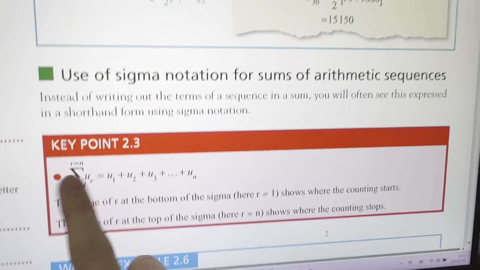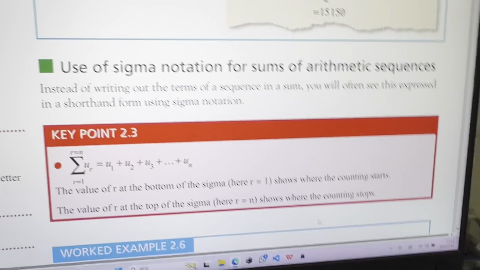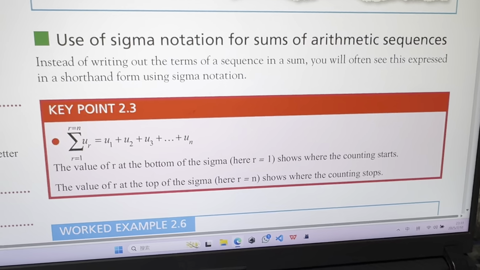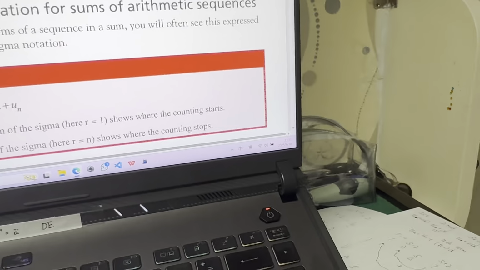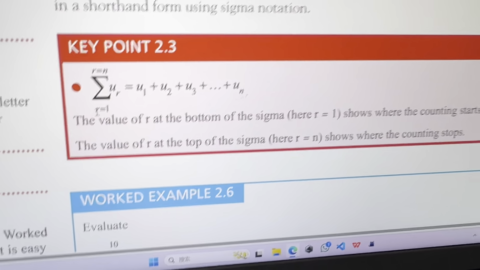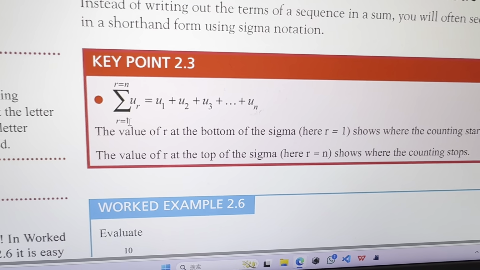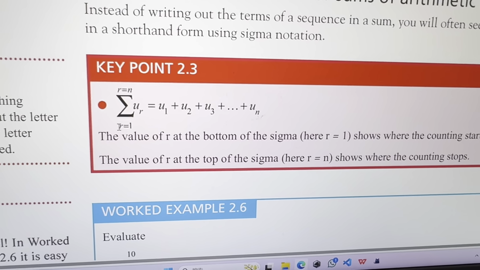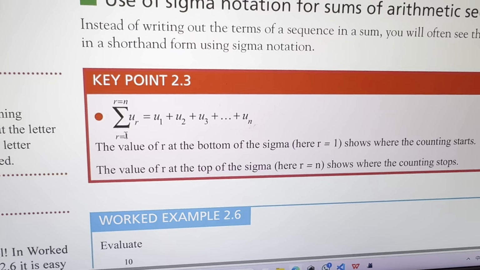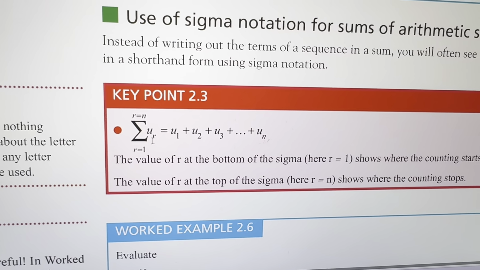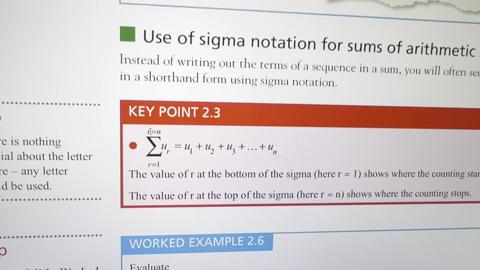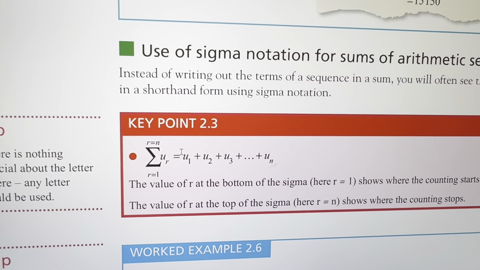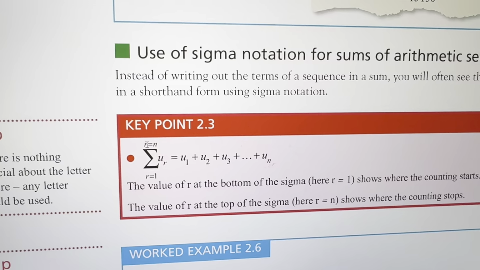Okay, this thing seems really scary, but I will explain. So the thing here, it means the r will begin with which number? In this case, it will begin with 1. And the thing above, the sigma, it means the sum will end when r equals n.